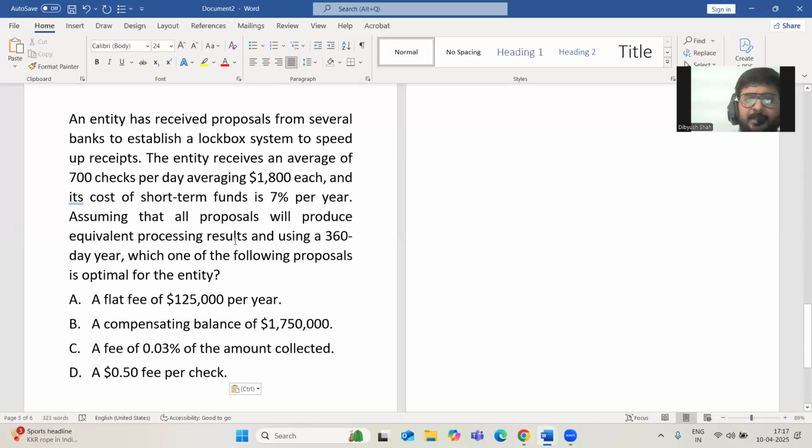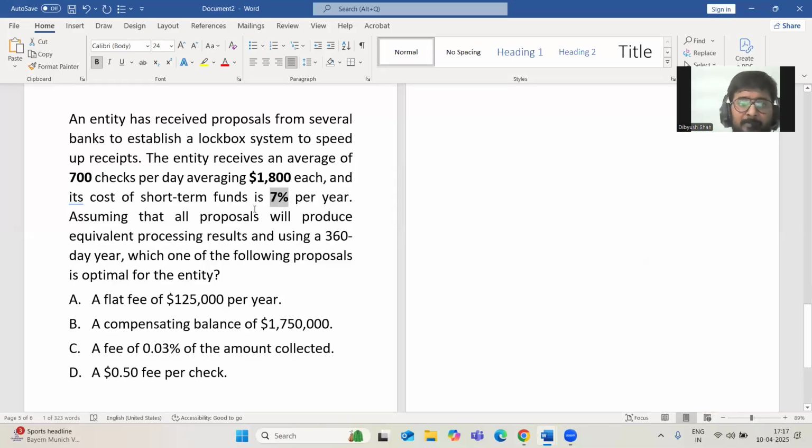In this question they are telling that the entity has received proposals from a lot of banks to establish a lockbox system so that you can speed up your cash receipts. On an average, they receive 700 checks per day, and each check is on an average $1,800. Cost of short-term funds, 7% per year.